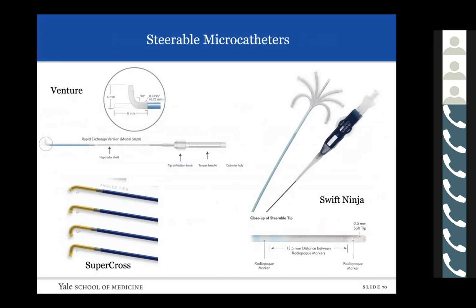The supercross catheters we have, the Venture is an angled microcatheter. You can torque by rotating this collar, and the Swift Ninja, similarly with this dial, you can get a variety of conformations of the tip.